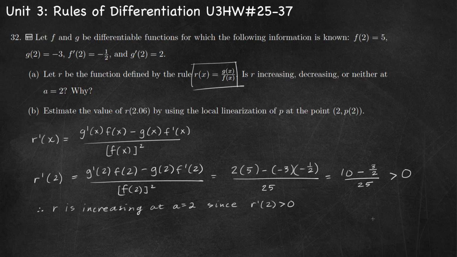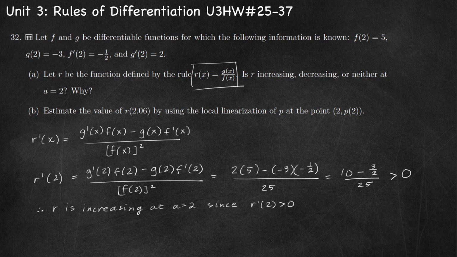Part B, estimate the value of r of 2.06 by using the local linearization of r at the point 2, r of 2. So we are actually going to have to calculate r prime of 2 because that's going to give us the slope of our tangent line. So let's go ahead and compute that.